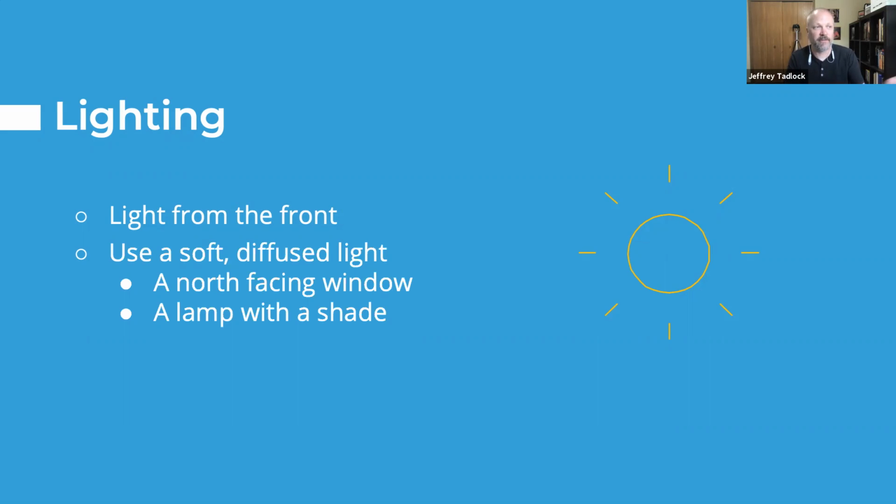So ways to do that: north-facing window is awesome. If you can find a place in your house or office with a north-facing window, it very rarely gets direct sunlight. It's typically diffused. So it's a really good spot. If you don't have a north-facing window, a lamp with a shade can work. Just make sure it's in front of you, not behind you, not above you way high. A lamp with a shade will diffuse the light, make it a little softer, and get it coming in front.